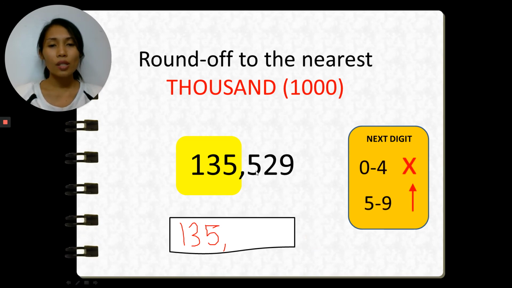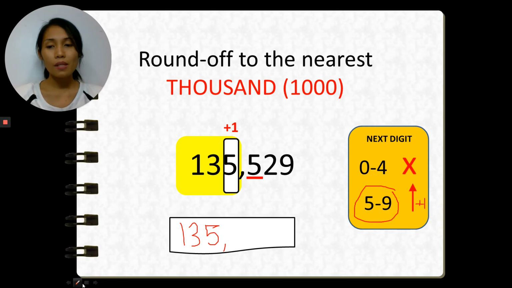Now, what's next? Look at the next digit. What is the next digit? It's 5. And 5 belongs to which group here? Here. 5, 6, 7, 8, 9. That means we add 1. So we will add 1 to the number 5 here. See, plus 1.